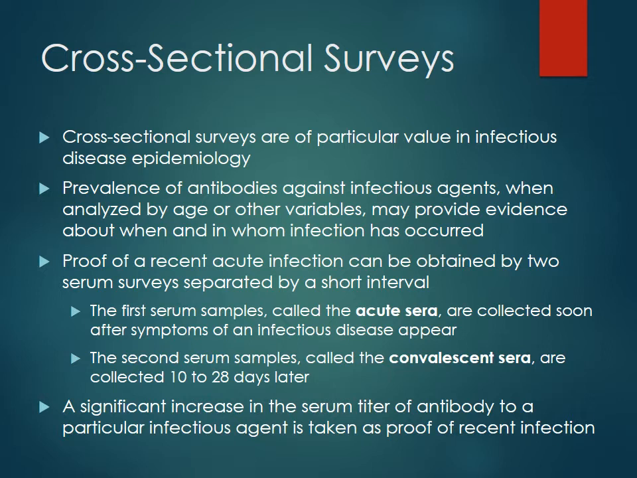So you're able to take 2 samples from patients at different times. You can look to see that there was a recent disease occurrence or not. So for instance, the first serum sample, called the acute sera, would be collected soon after symptoms of an infectious disease appear, and then you would take a second sample, say 10 to 28 days later, to get this convalescent sera. This gives you an idea of how antibody levels are going to be changing over time. And so a significant increase in the serum titer of an antibody to a particular infectious agent would be taken as proof of a recent infection.